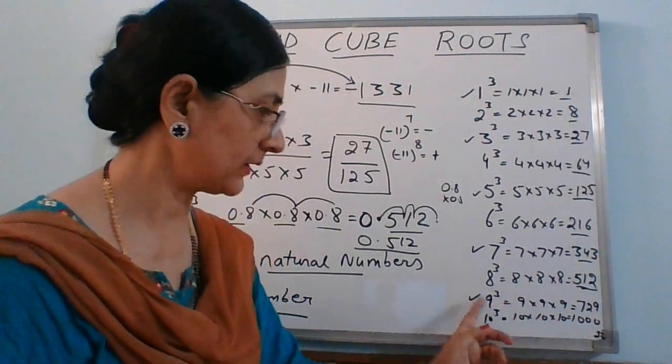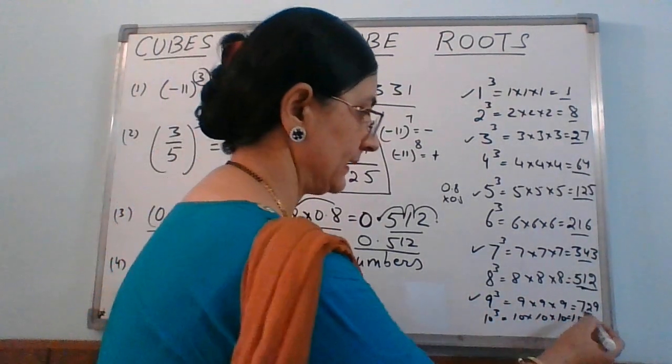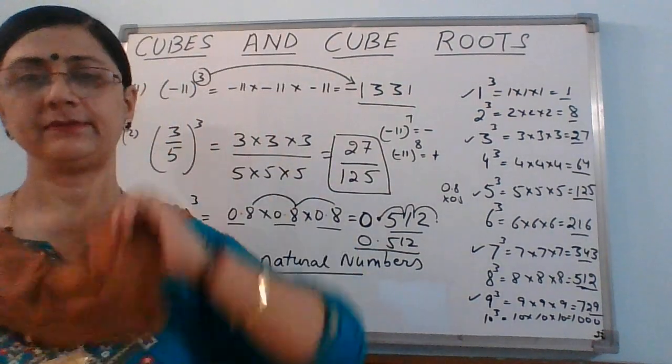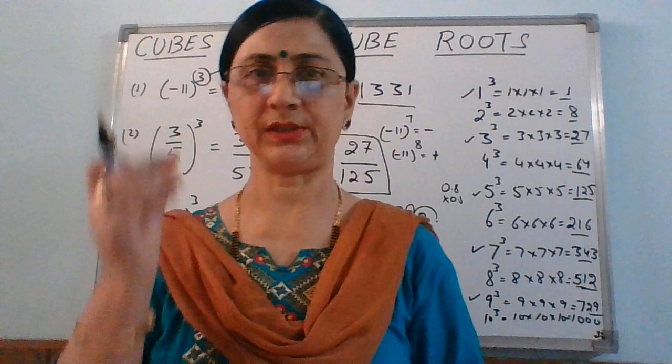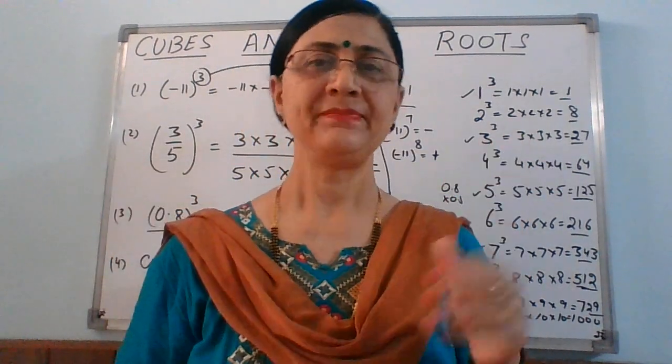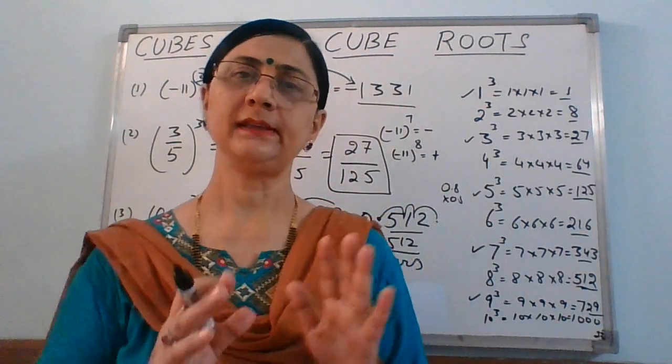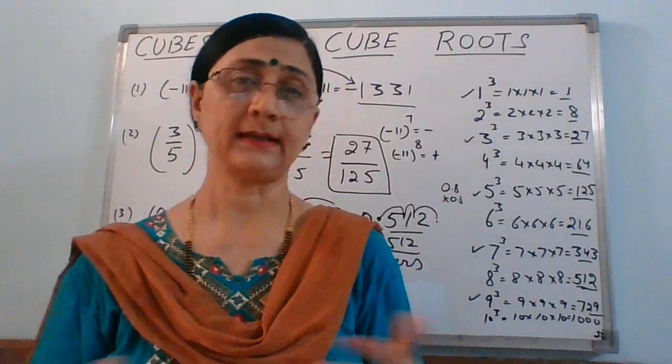9 cube, 9 is an odd number, 729 is an odd number, right? So whenever we find the cubes of odd numbers like 1 ka cube, 3 ka cube, 5 ka cube, 7 ka cube, 9, 11, 13, right? We get an odd number only. So this can come in a question.